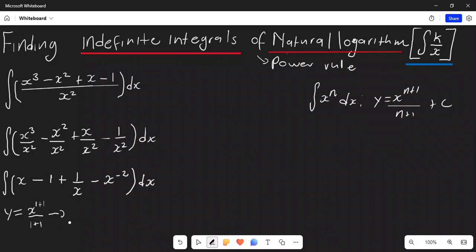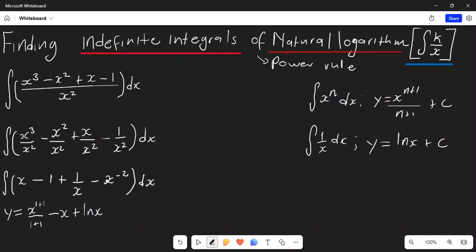Okay, so let's continue. So plus, now as you can see here, we have 1 over x. Now this one is no longer power rule. This one is natural logarithm. So remember the formula for natural logarithm. If we are given the integral of 1 over x dx, when we integrate this, it's going into natural log x plus c. So here it's gonna be natural log x because it's 1 over x. So we are fine here.